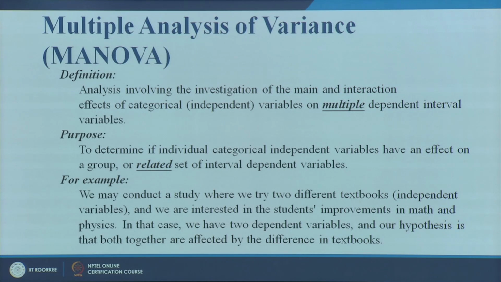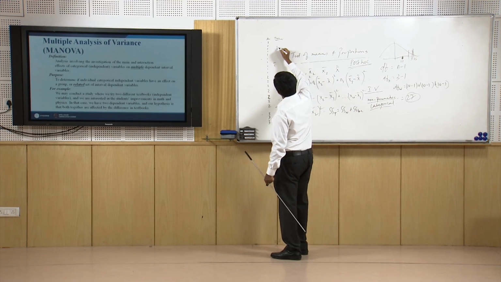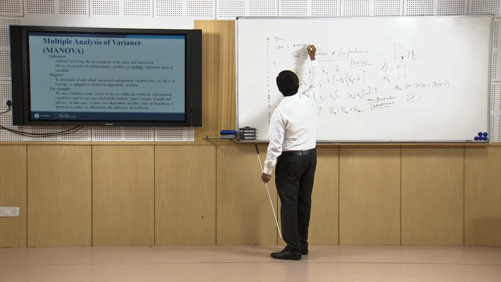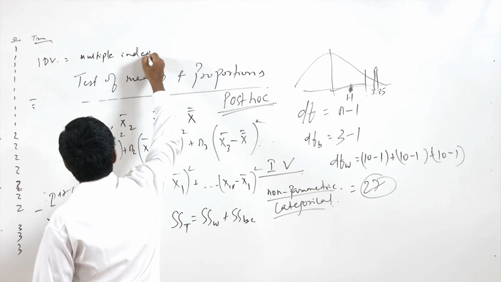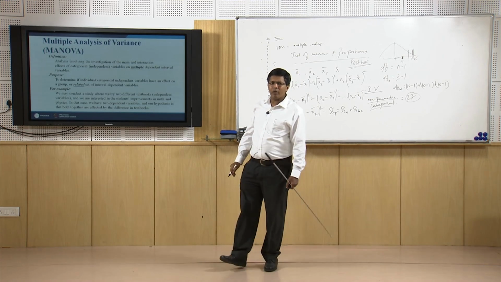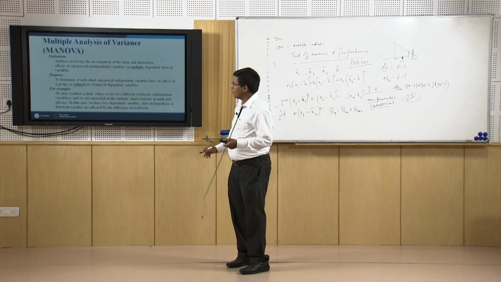Now, we come to a situation where there is something called a multiple analysis of variance. Earlier you were talking about only one dependent variable and multiple independent variables, right, 2, 3, 4, whatever. Now, what if I have more than one dependent variable? Let us see this case.